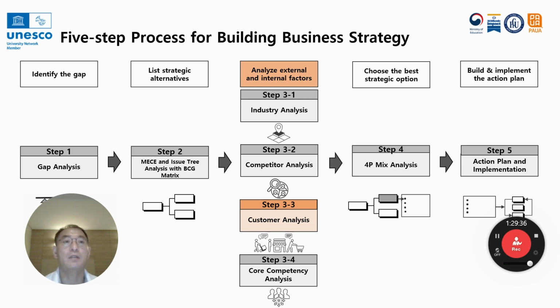But in building the business strategy, I divide it into a 5-step process. And in that 5-step process for building business strategy, I use those 3 analyses for external factors: industry, competitor, and customers. In the next class, I will do the internal factor analysis, which relates to core competency analysis. And we may finish the analysis steps and move on to the steps of choosing the best strategic option.